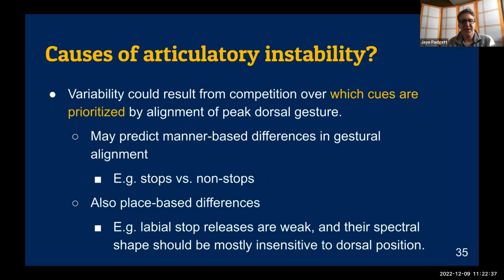So this may predict manner-based differences in gestural alignment. For example, we might expect that alignment in stops versus non-stops would be different because stops have releases and bursts, and fricatives don't and nasals don't. Also, there might be place-based differences. So labial stop releases are weak. They're low amplitude and also less well-shaped by the palatalization contrast.